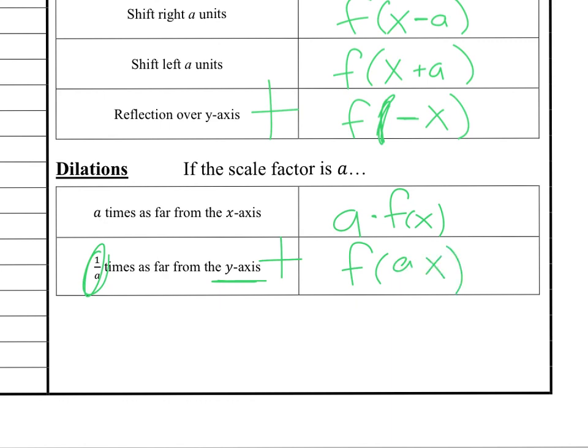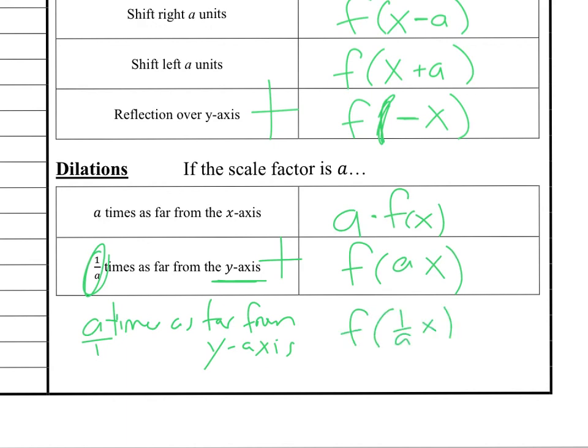Just to add to that, if it says a times as far from the y-axis, well, again, it's opposite what you'd expect. So you say it's a over 1, and it's going to be f of 1 over a x. So if that was a 2, it'd be half as far. If this was a 3, it'd be 1/3 as far. It's always going to be opposite when it's inside parentheses.